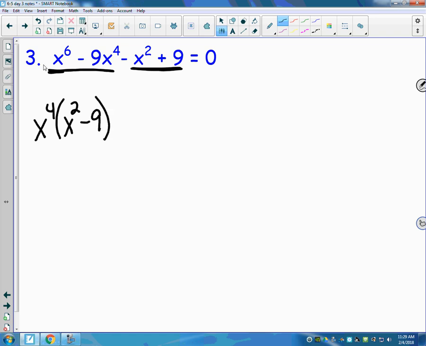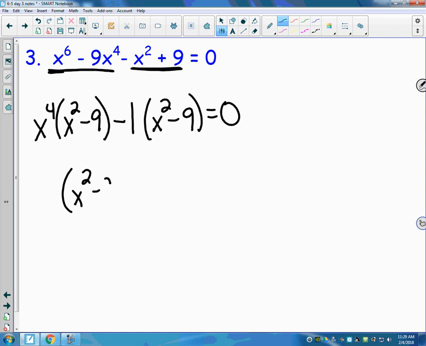And again, I want that to match up. So over here, I'm just going to take out a negative 1. And that would leave me x squared minus 9. So I have x squared minus 9. Put together, what's left is x to the 4th minus 1. And I'd like you to try to solve this and see how many answers you get, and see if you can make a connection here.